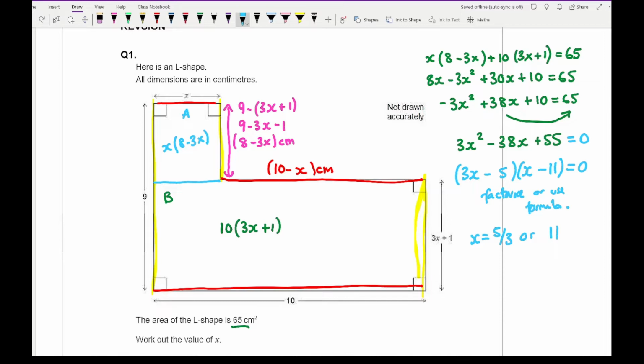Now obviously x can only be one answer, so we've got to think which one is more likely to be the answer. So does this length here, if I just take this because this equals x, could that be 11? Well, no, it can't, because if all of this is 10, x can't equal 11, so it can't be this. So because x needs to be less than 10, here then x must equal 5 over 3, or I could write it as a decimal, which is 1.67 to 2 decimal places. So any of those two answers would be absolutely fine.